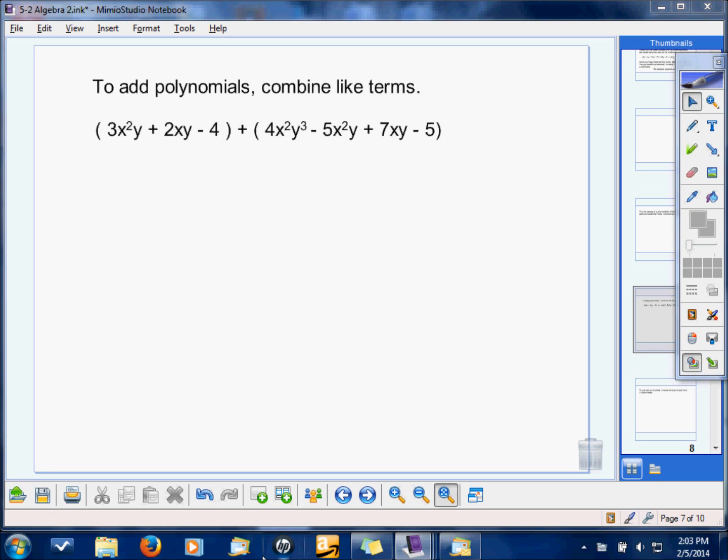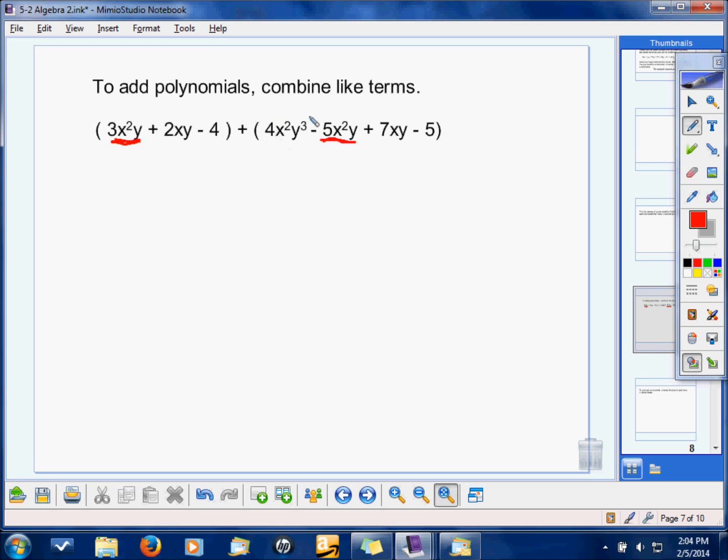Yesterday we talked about like terms. Like terms have to have the same variables with the same exponents. So let's take a look here. We need to identify some like terms. Is there anything that's a like term with this one right here, 3x squared y? Yes. Which one? Negative 5x squared y. Okay, good. This one right here, negative 5x squared y.